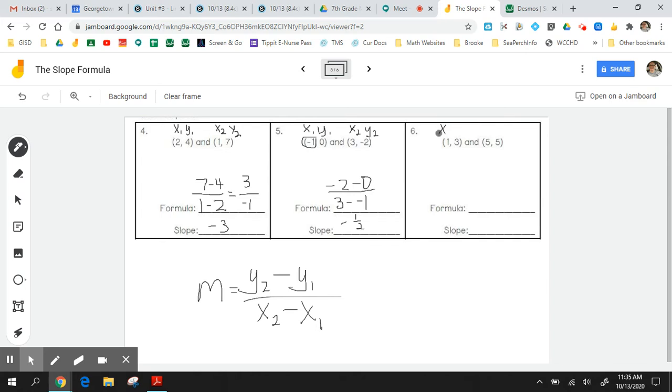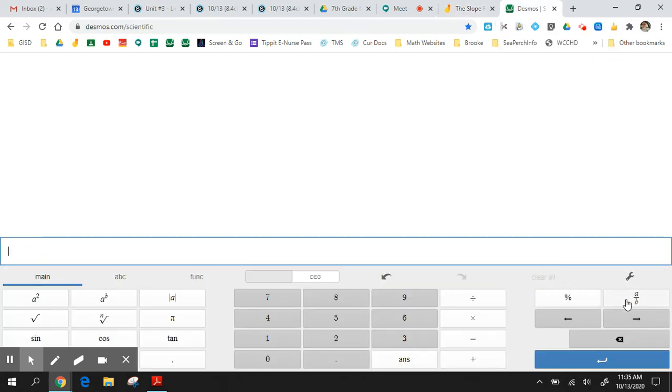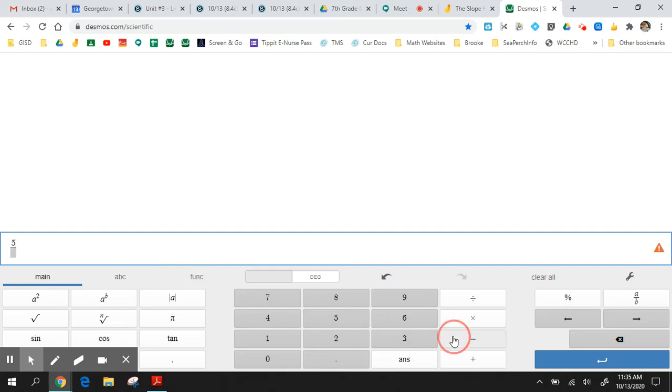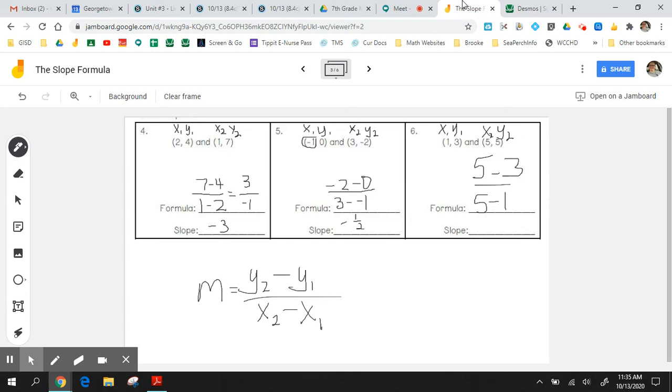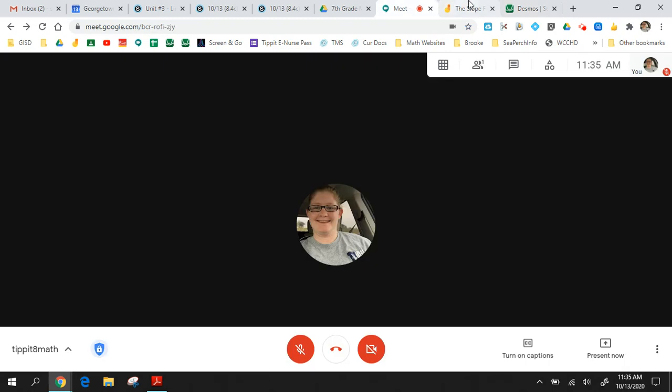So label x1, y1, x2, and y2. We have 5 minus 3, and x2 minus x1 is 5 minus 1. Plug that into your calculator. If I'm going way too fast, pause it. 5 minus 3, 5 minus 1. Let me make sure I actually did it. Good. Rewrote it correctly into Desmos. Hit enter. It is 1/2.